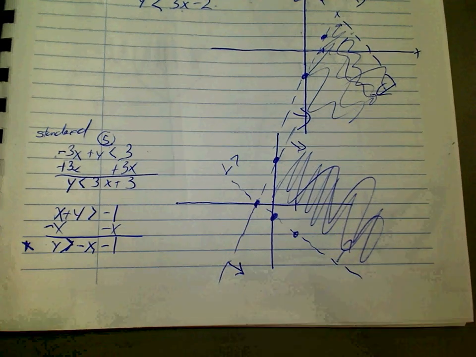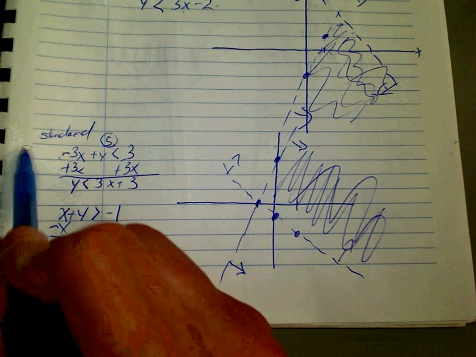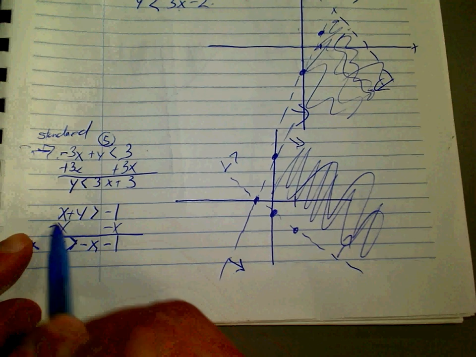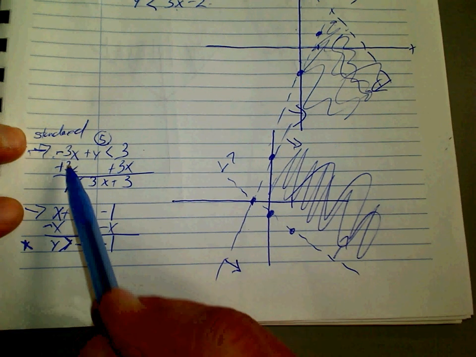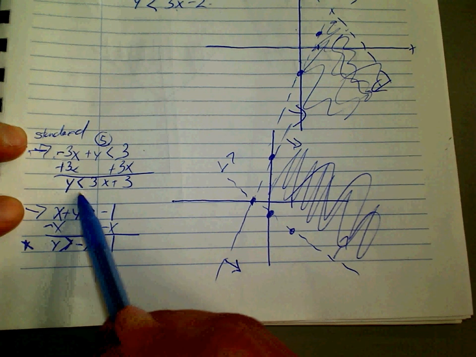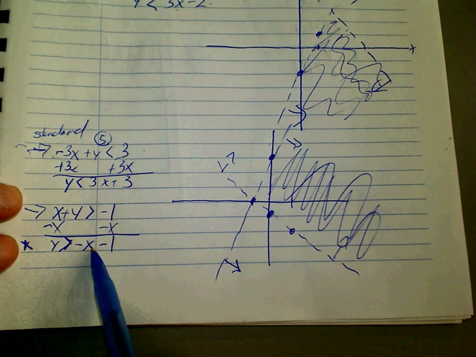This is number 5. They were both given to you in standard form. That was this one and this one. Given to you in standard form, we did the math. This one would be y less than 3x plus 3. This one would be y greater than negative x minus 1.